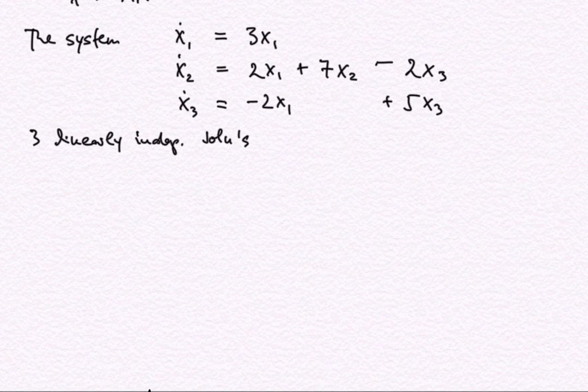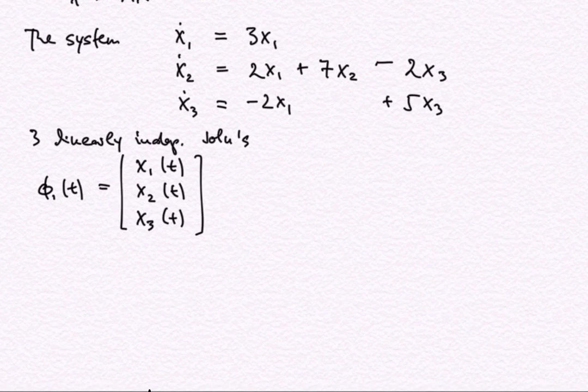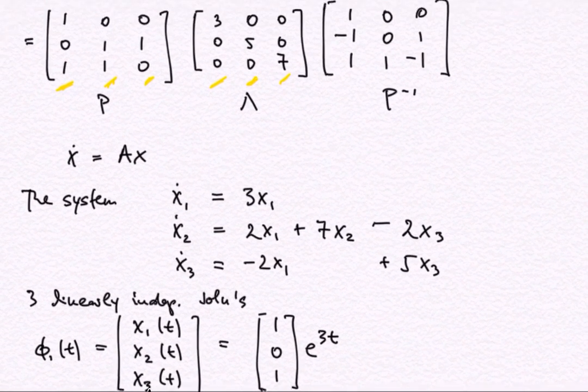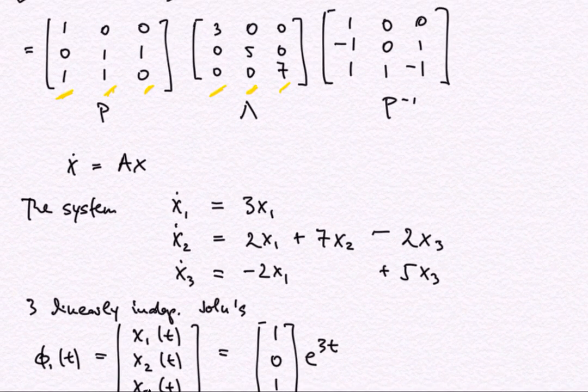And I'm going to write each solution as phi1 of t. This is my symbol for one solution, that then of course is going to give me functions x1 of t, x2 of t, and x3 of t. Yeah, but I'm going to have different ones, so I want to use different symbols. This is the first eigenvector, 1, 0, 1, times e to the power of the first eigenvalue, 3t. Yeah? This is the first eigenvector and the first eigenvalue.